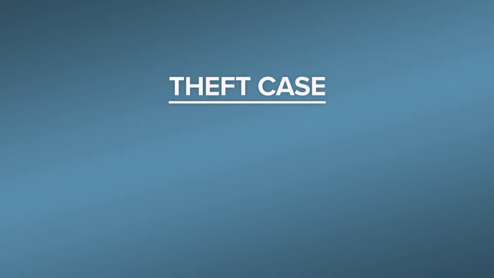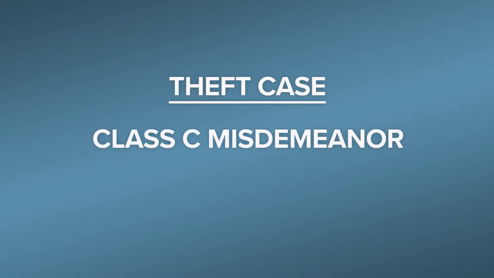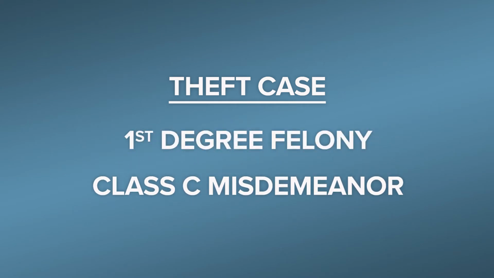Some offenses, like I just said, can be punished at different levels. For example, theft. A theft case can be anything from the lowest level, which is a Class C misdemeanor like a traffic ticket, all the way up to a first-degree felony, carrying up to a lifetime term of imprisonment. Another example is a DWI. A DWI can be a misdemeanor or felony offense, depending on the factors of that case.